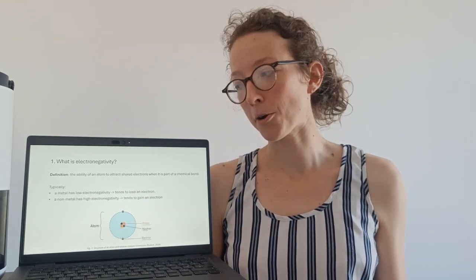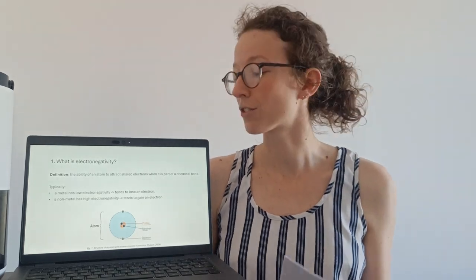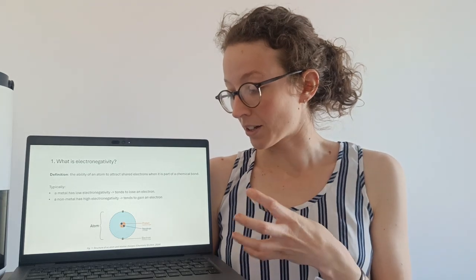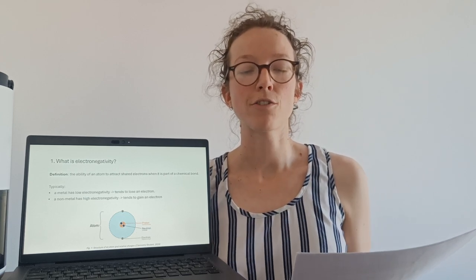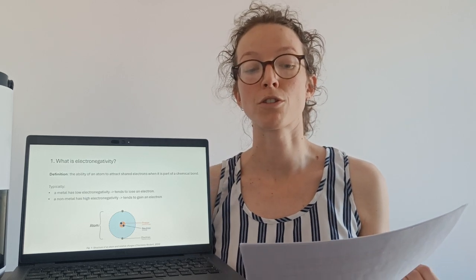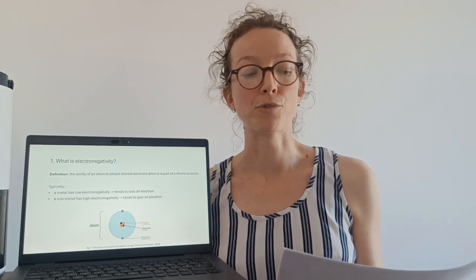So to begin with, we go back to what an atom is. An atom contains negatively charged electrons orbiting on the outside around a positively charged nucleus. Then, knowing this, electronegativity is basically the ability of an atom to attract shared electrons when it's part of a chemical bond, and the higher the electronegativity, the stronger the pull on the electrons. So fluorine, for example, is the most electronegative element and therefore the most reactive.